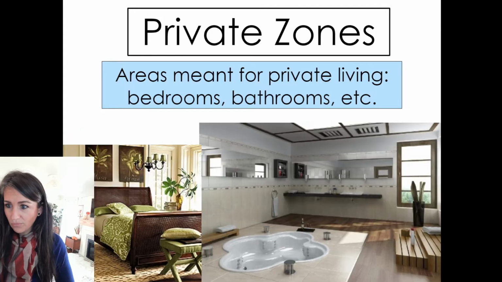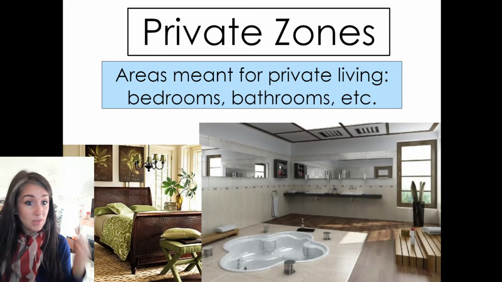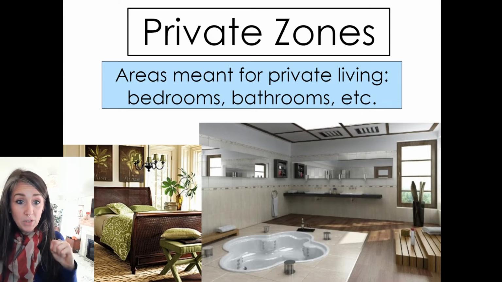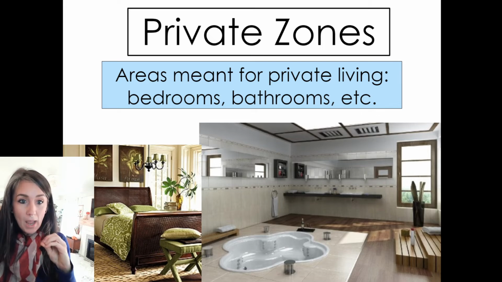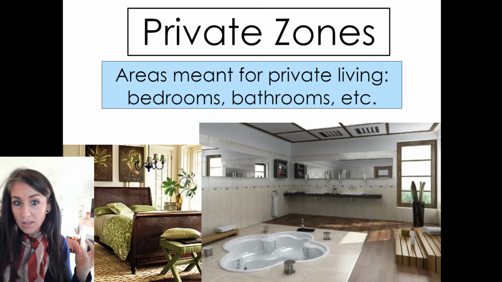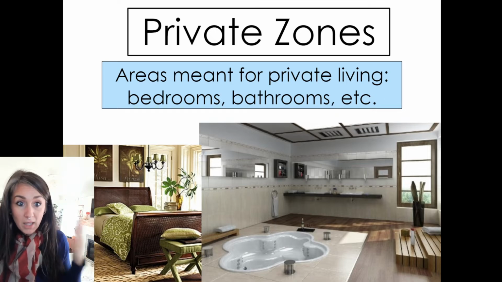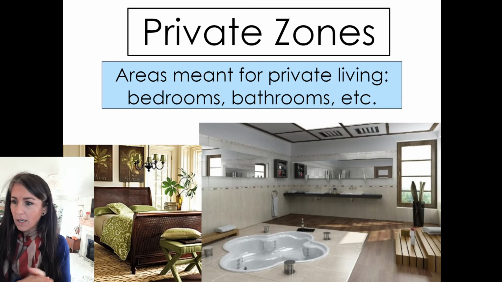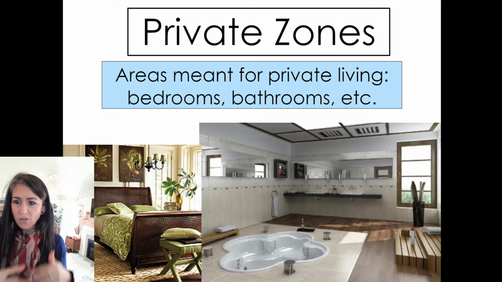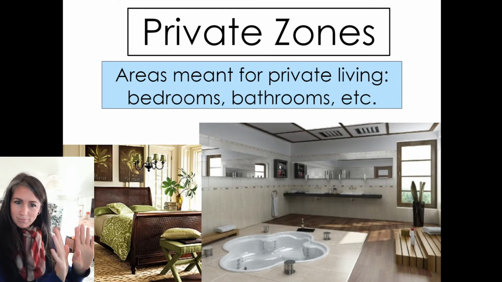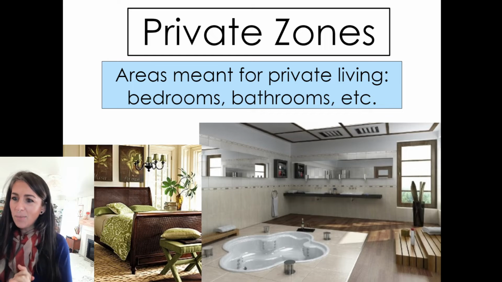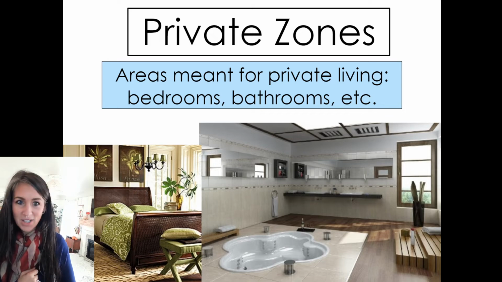Anyway, then we also have those private zones, and once again, your work zone might be part of your private zone, if you have, maybe your desk is in your bedroom, right? So once again, these can kind of intermix, and we have to find ways for it to function well for us. So bedrooms, bathrooms, things like that, where we're like, I want to close this door, I just need a little time to myself. Those would be considered our private zones.